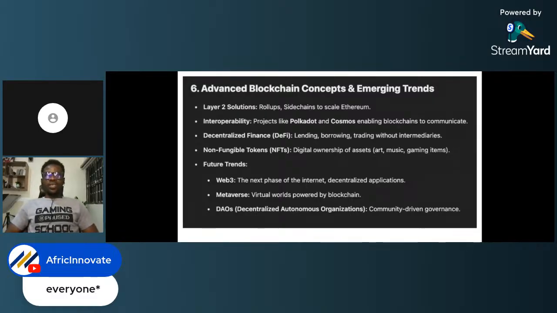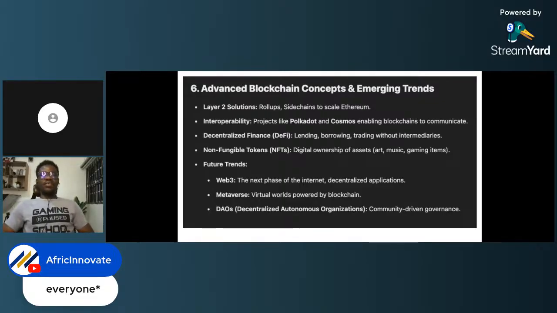So interoperability means for different blockchains to talk to each other and interact together. Projects like Polkadot and Cosmos enable blockchains to communicate. Communication is very important in the blockchain sphere. So that's what interoperability means. Then we have decentralized finance: lending, borrowing, trading without intermediaries.